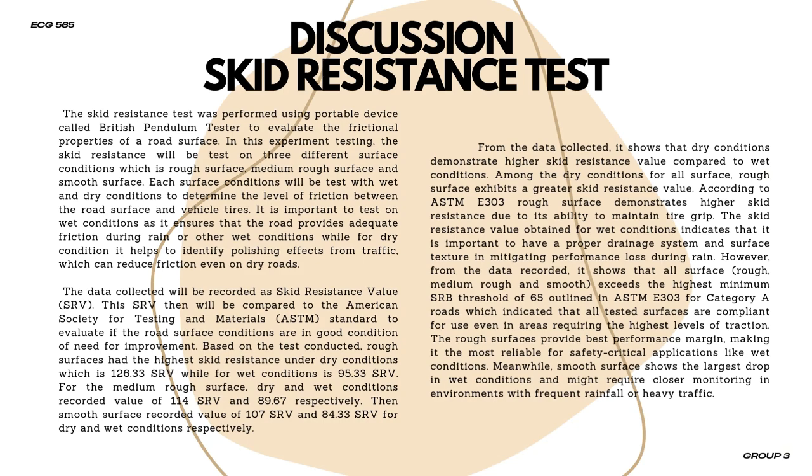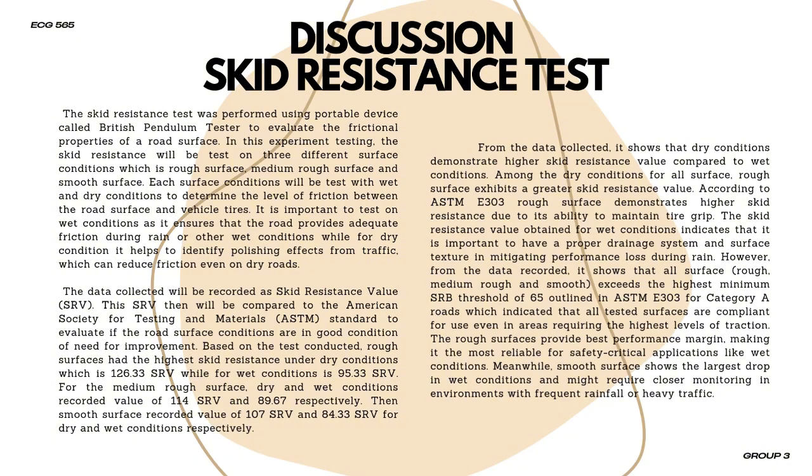According to ASTM E303, rough surface demonstrates higher skid resistance due to its ability to maintain tire grip. The skid resistance value obtained for wet conditions indicates that it is important to have a proper drainage system and surface texture in mitigating performance loss during rain.